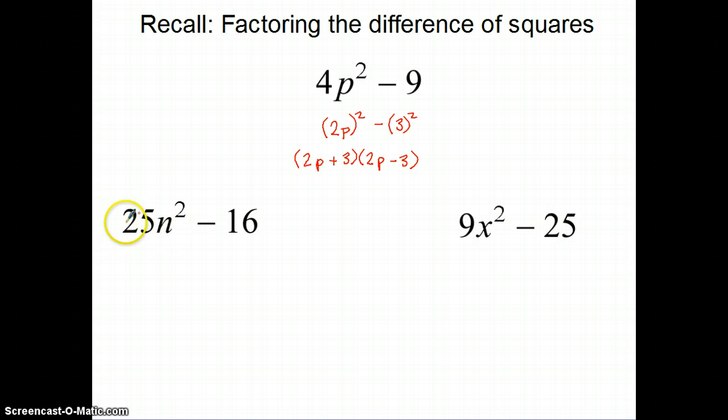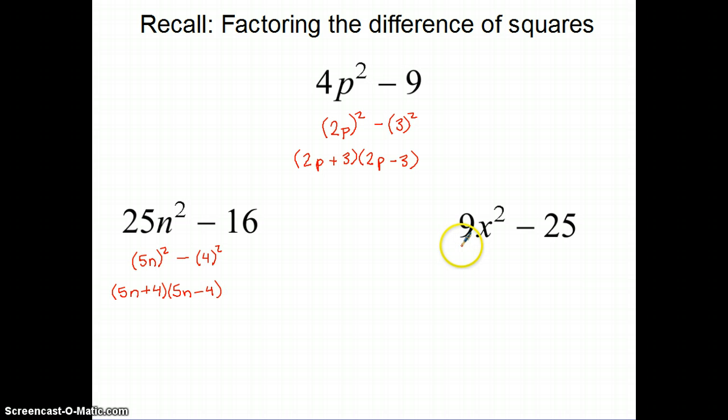Down on the left, I can rewrite 25n squared as 5n all to the second power, and instead of 16, I will write 4 to the second power. I have two bases, both being raised to the second power, and since I am subtracting them, I have the difference of squares. So I take my two bases, 5n and 4, I add them, and I subtract them.